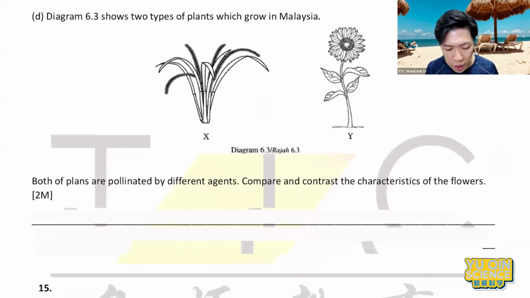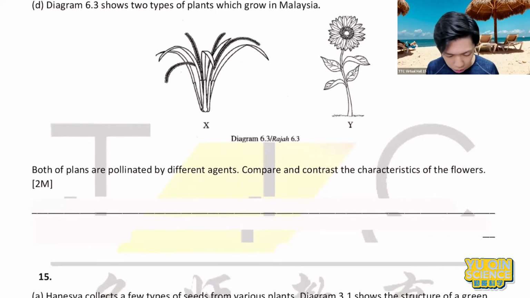Okay, question D. Diagram 6.3 shows 2 types of plants which grow in Malaysia. Oh okay, so this is, I think, lalang or grass. Then this must be sunflower. I think the question is asking for differences. Both plants are pollinated by different agents. Oh, sunflower is a big flower. This must be pollinated by animal. Lalang or grass, they have smaller flowers, not attractive, no color, so they are wind pollinated.